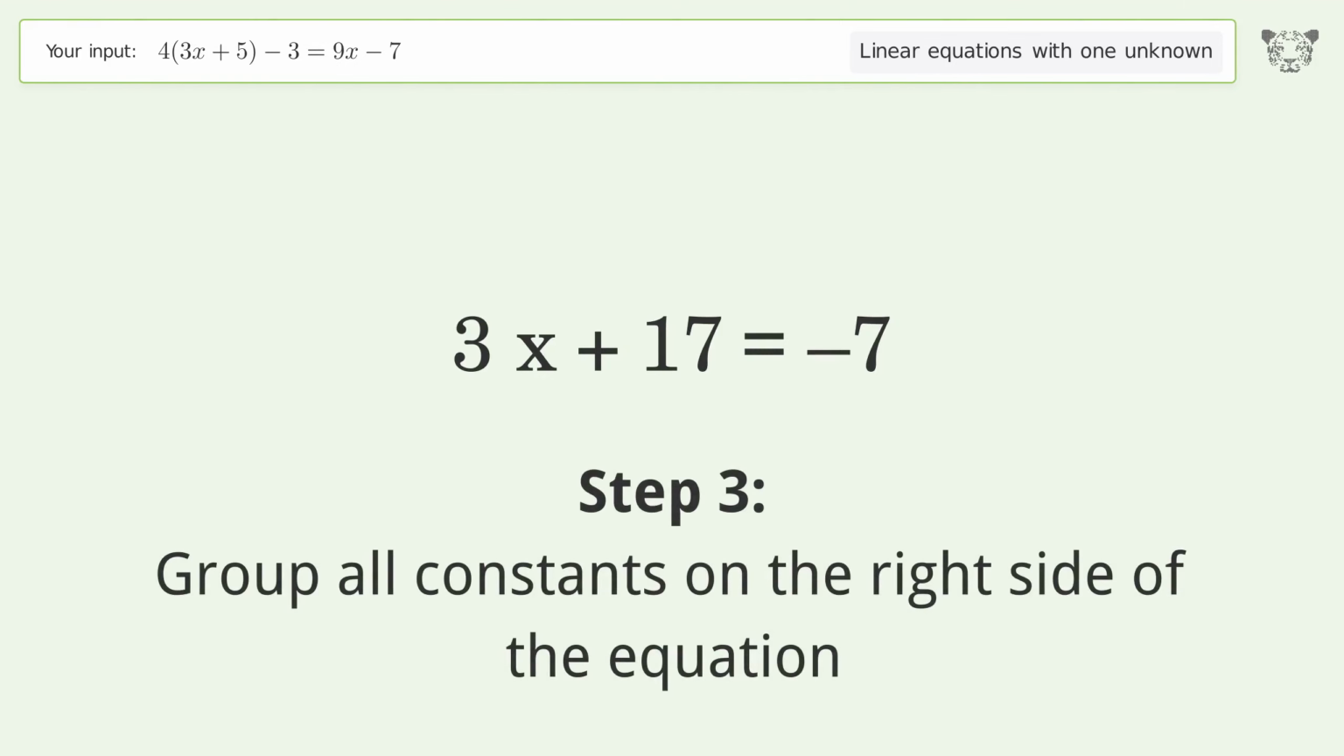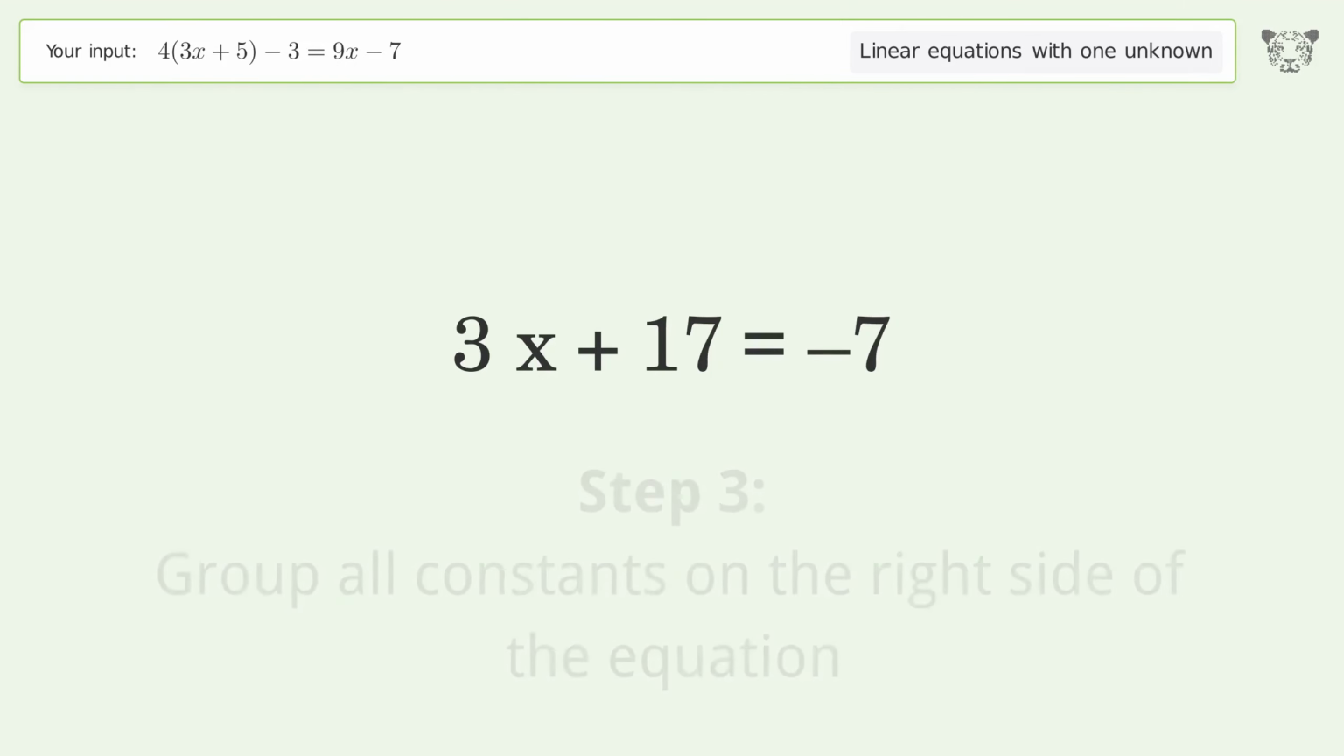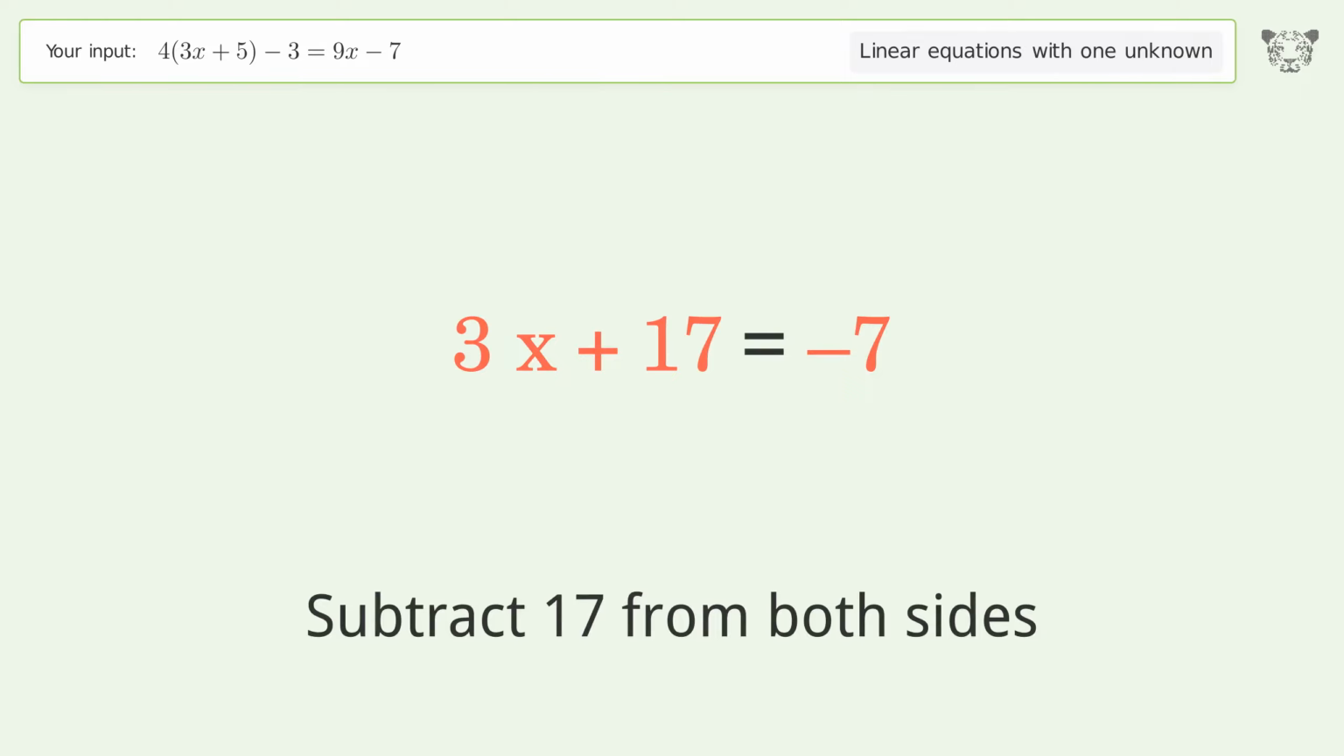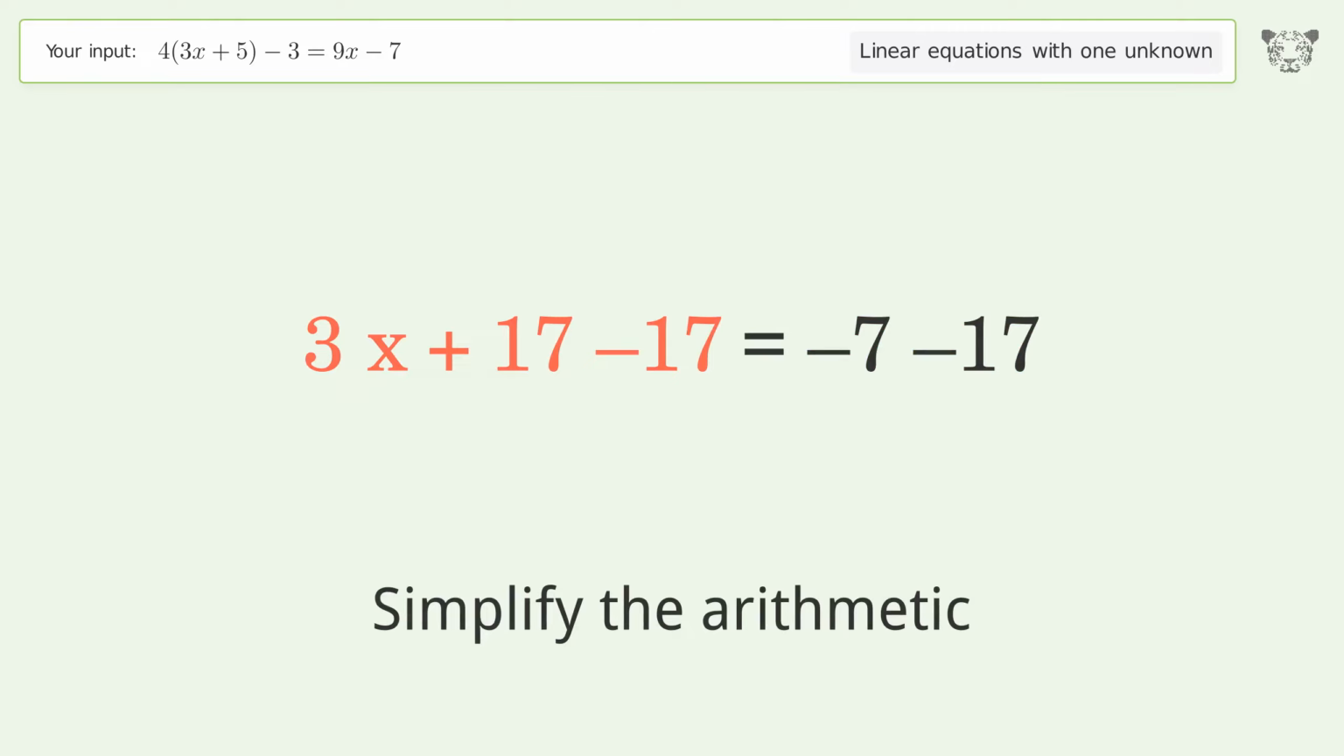Group all constants on the right side of the equation. Subtract 17 from both sides. Simplify the arithmetic.